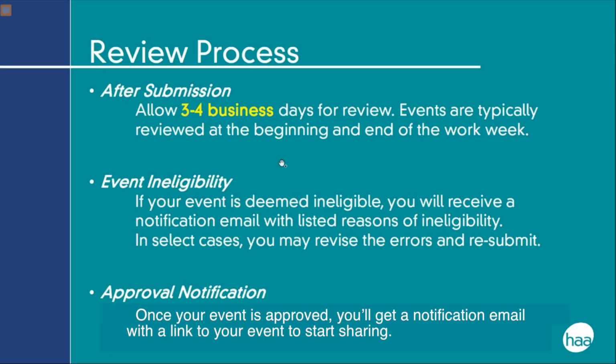So what happens after you hit submit? Well, it's going to take pretty much between 3 to 4 business days for us to review your event submission. Events are typically reviewed at the beginning and end of the business week. And as we're reviewing your event, if it is ineligible, we will send you a notification letting you know why it was ineligible. And in some cases, you will be able to go back and edit your event and resubmit.